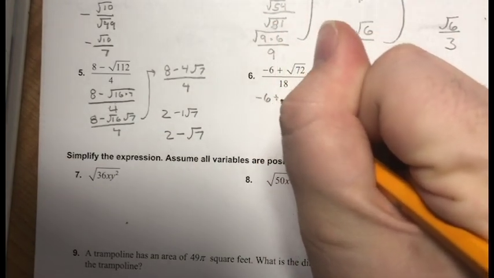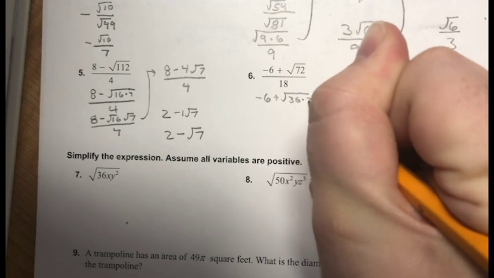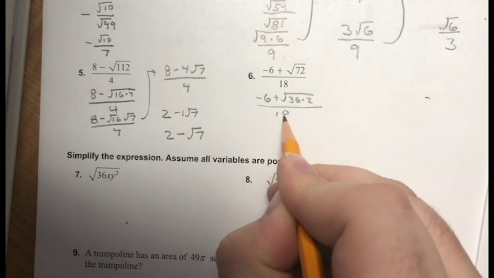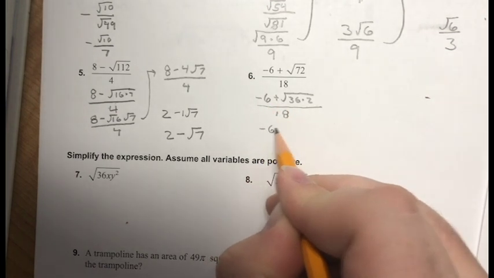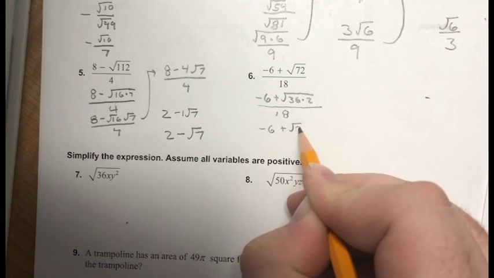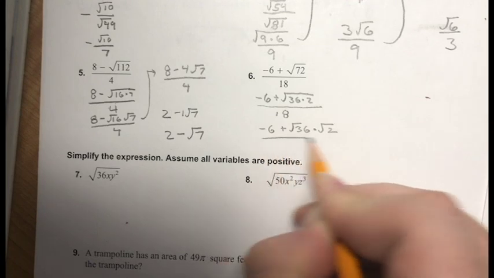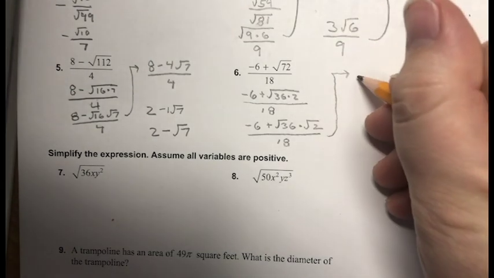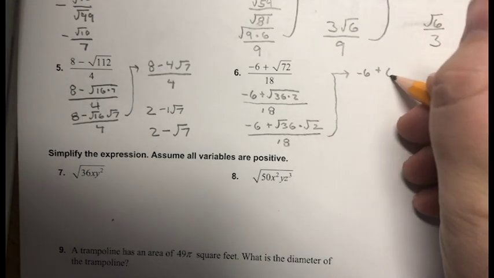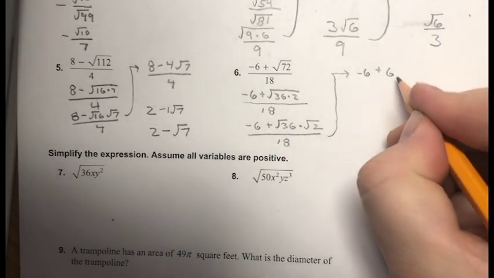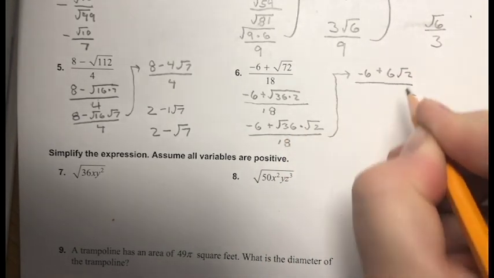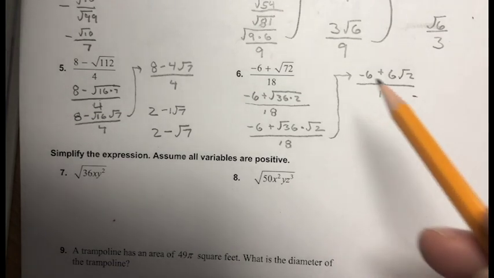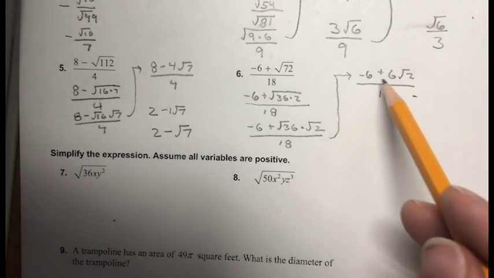So I can say 6 plus the square root of 36 times 2. I have that perfect square times that number, and we know it's 72, all over 18. So this would give me negative 6 plus the square root of 36 times the square root of 2, all over 18. I'm going to draw an arrow to show my work process. I have negative 6 plus 6, because the square root of 36 is 6, times the square root of 2, over 18. Now, same situation here. Can I use the distributive property? Yes, I can. I have a 6 divided by 18.